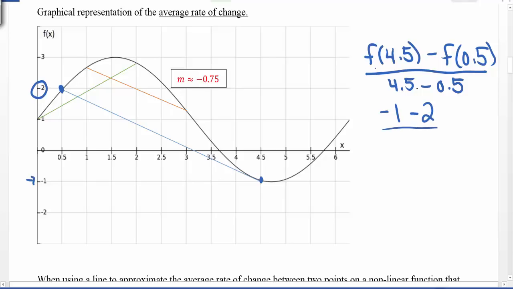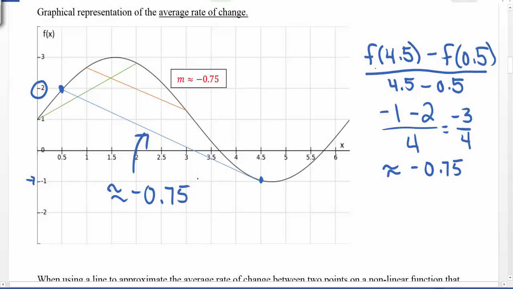And that's divided by 4.5 minus 0.5, or 4. So remember with negative numbers to be extra careful. -1 minus 2 is going to give me -3 over 4, or approximately -0.75. So the slope of this blue line is approximately -0.75. That's interesting because that's what we approximated our red line to be earlier.